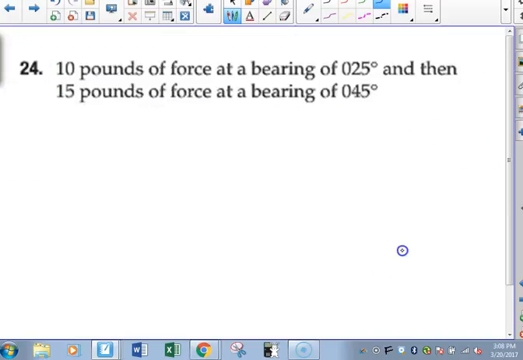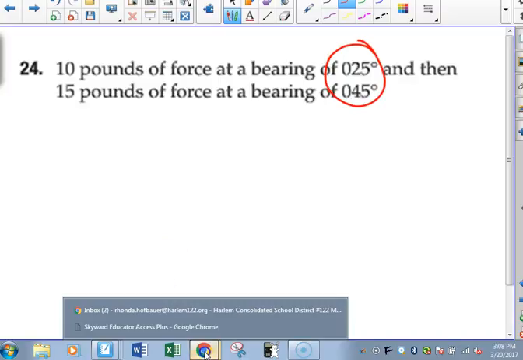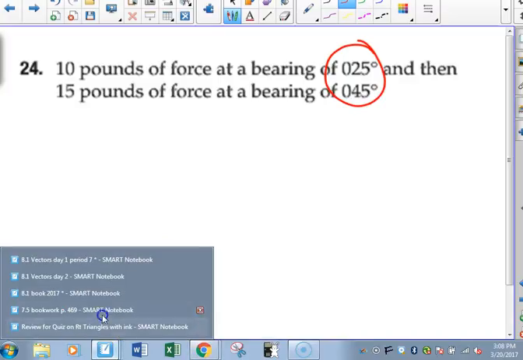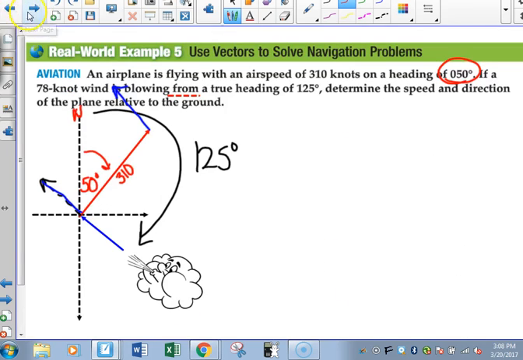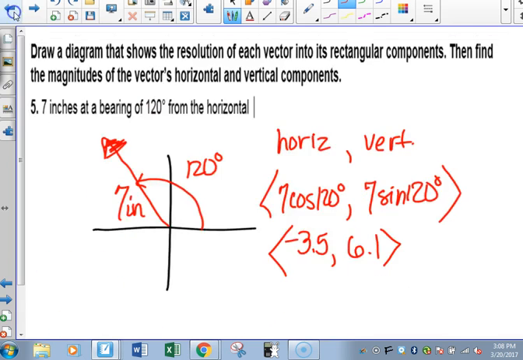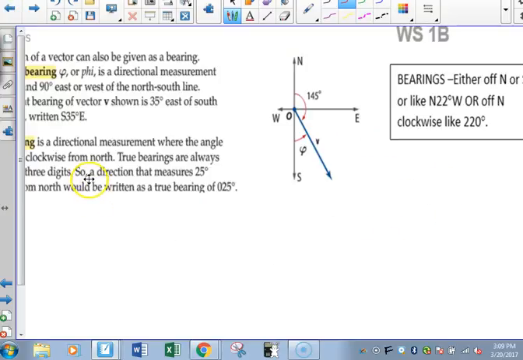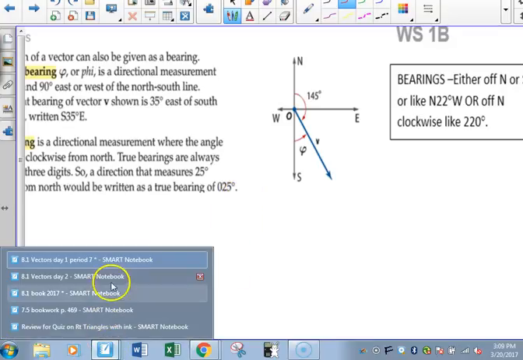I have it on another slide here. Anybody remember what this meant? Why they gave us 3? Yeah, it's off of north, and I can show you where it was in the notes. There was a little thing in the book. It says here, so true bearings are always 3 digits, so a direction that measures 25 off of north will be 025, okay? Just so you see where that's coming from. And then I did explain that at one point.